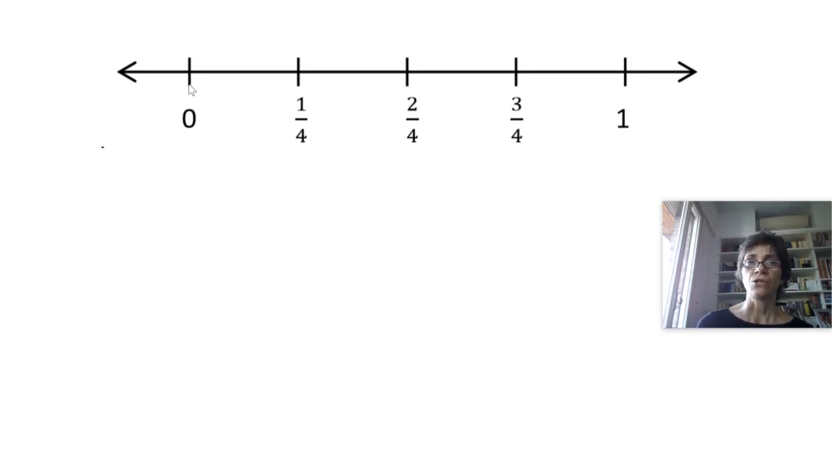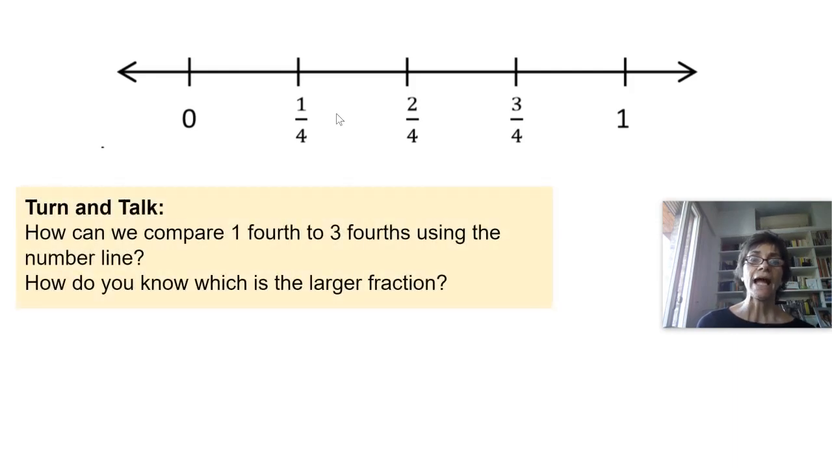So you have your segment of the number line that goes from 0 to 1, that's 1 hole, and you partitioned it into 4 equal parts, okay? So 1, 2, 3, 4. And you plotted your fractions on the number line. You labeled these tick marks, okay? How can we compare 1/4 to 3/4 using the number line? How do you know which is the larger fraction?